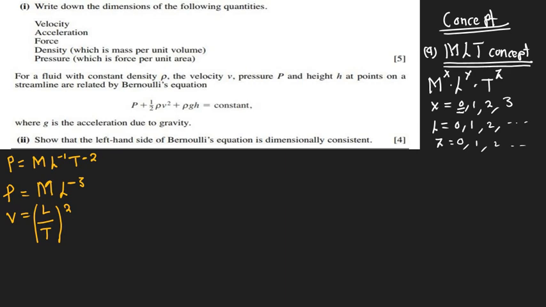We know density by now. Gravity, the dimensions are L over T power 2, and the dimensions for H is simply L, because by now we know that height, length, everything is L. Okay, now we want to prove that this is dimensionally consistent. When we say dimensionally consistent, we mean that what is on the right and the left are equal.